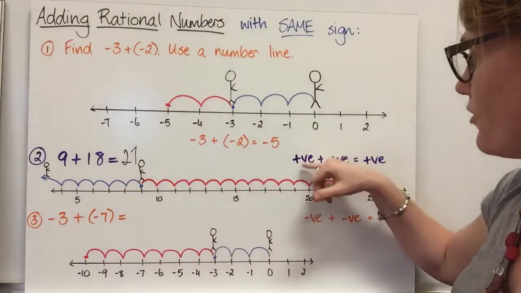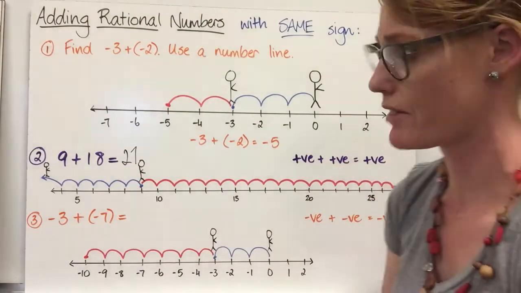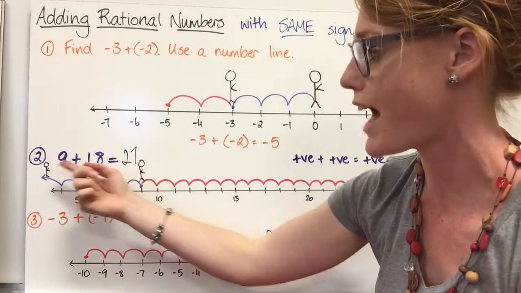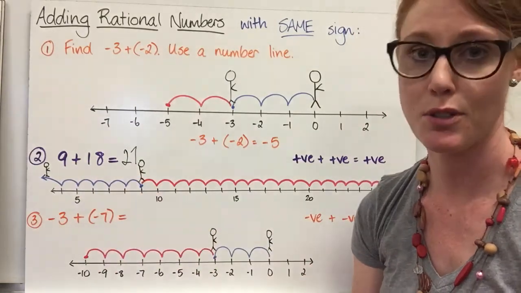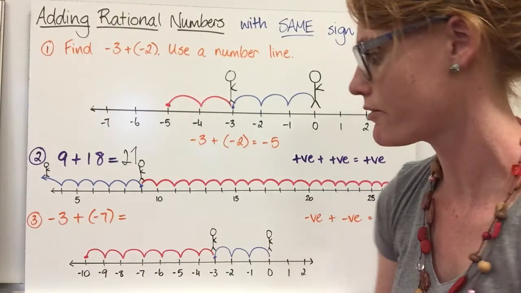This is an example of positive plus positive equals positive. That should be a big clue. When you're adding two positive numbers, you should know that the answer will end up as positive.